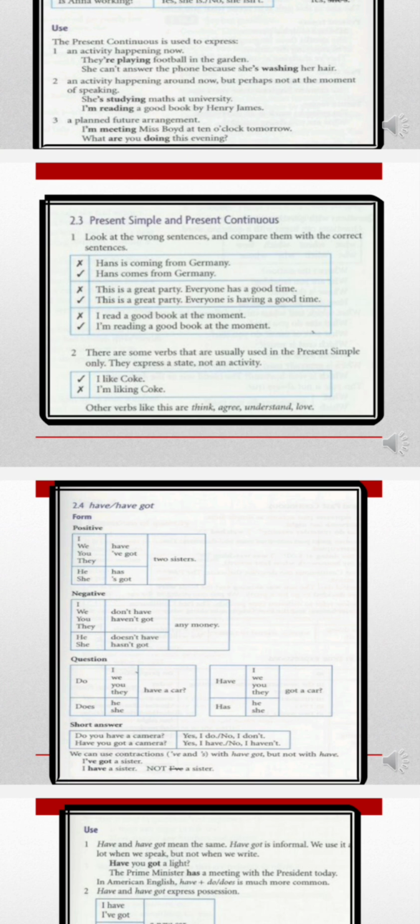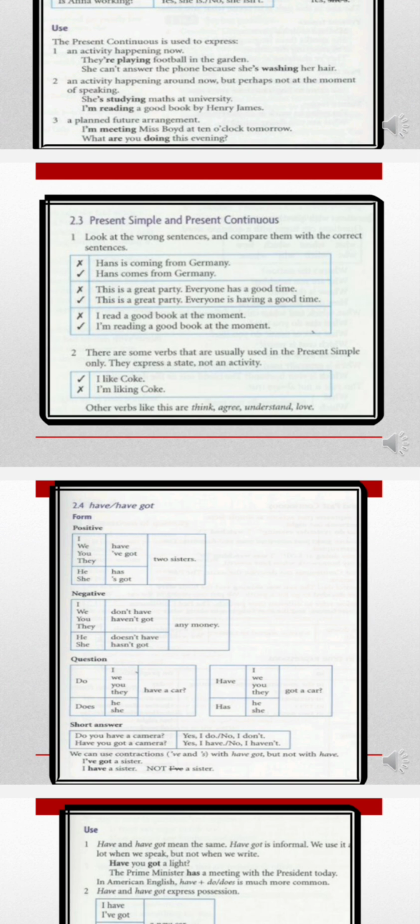"This is a great party. Everyone has a good time." This sentence is wrong. "This is a great party. Everyone is having a good time." This is the correct sentence. "I read a good book at the moment." It's a wrong sentence. "I'm reading a good book at the moment." This is a correct sentence.